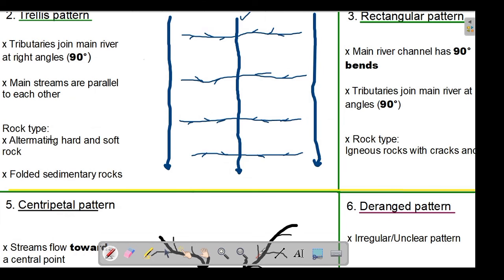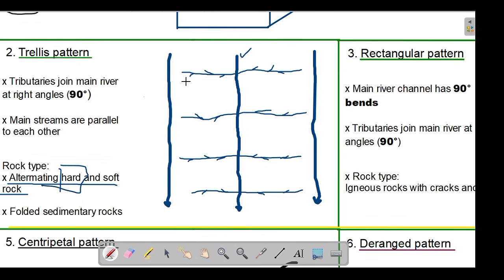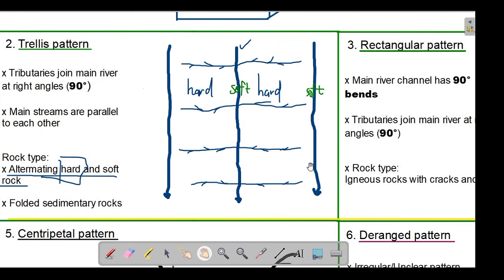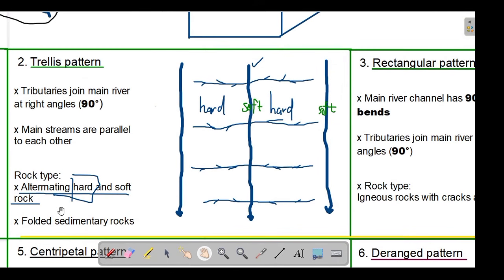And the reason is that trellis patterns usually occur on top of alternating hard and soft rock. Okay, so you might have a hard rock here, and then you have a soft rock right here, and then another hard rock, and then a soft rock. Okay, so these alternating hard, soft, the soft rock usually will allow more erosion, and hence these main river channels will flow along. And then the hard rock will not allow a lot of erosion, and hence you do not have main river channels there. Okay, so that's the type of rock that you would find underneath a trellis pattern. Okay, alternating hard and soft rocks, hard, soft, hard, soft, hard, soft, so on and so on, right?